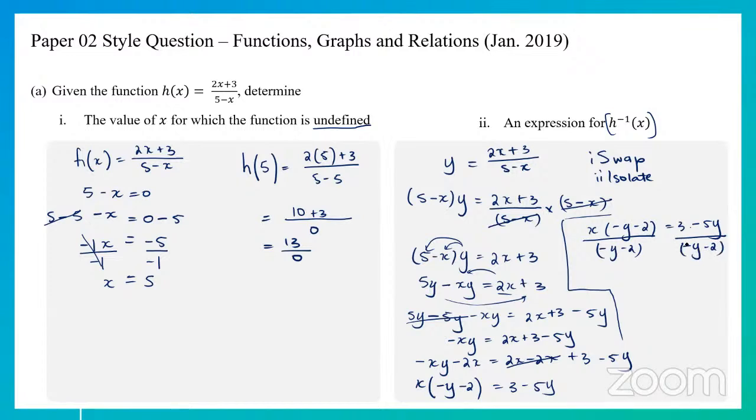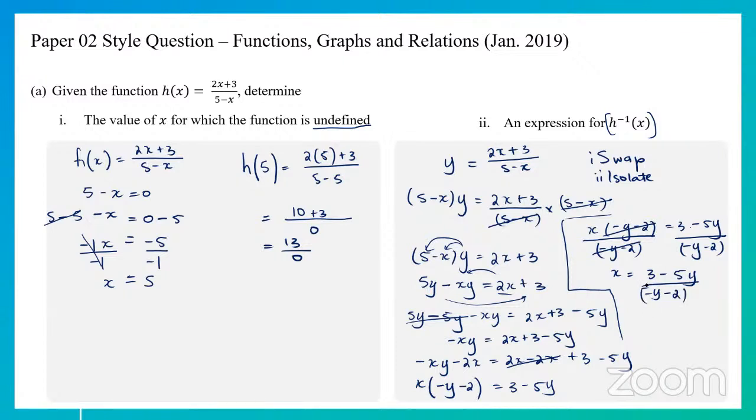So I'm just using the brackets there to separate it from everything else. So we can cancel negative xy minus 2, negative xy minus 2. And here we have our result. So it's going to be x equal to 3 minus 5y over negative y minus 2.